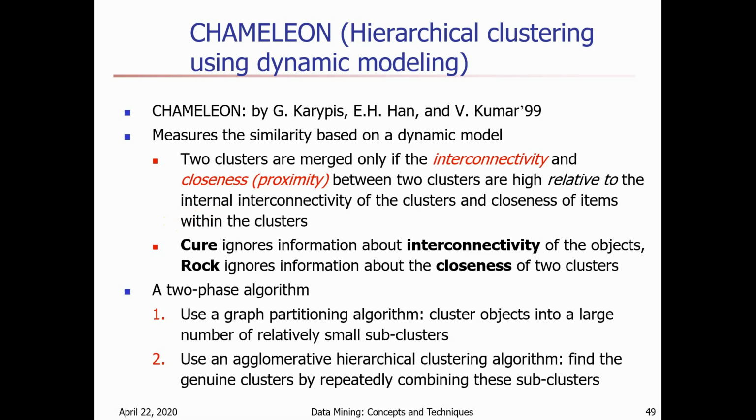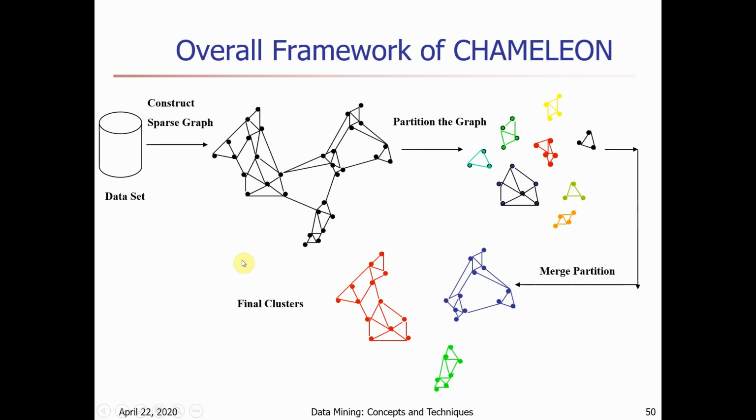It is a two-phase algorithm. In the first phase, use a graph partitioning algorithm, and in the second phase, use an agglomerative hierarchical clustering algorithm. So we cluster the objects into a large number of relatively small subclusters, meaning first we apply the graph partitioning algorithm. Let us take an example, and with the help of the example we will observe the Chameleon algorithm.